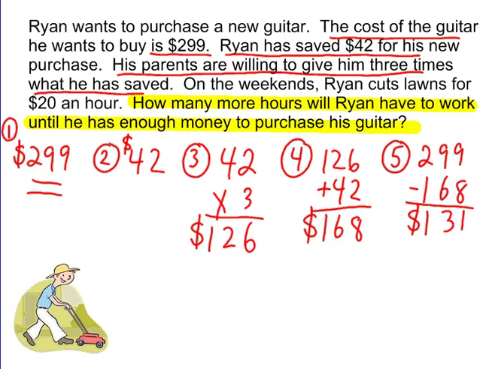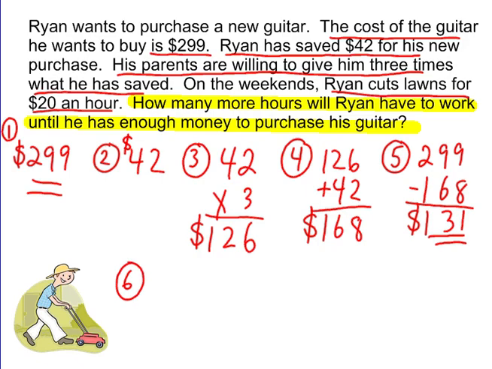Well, if you read further, it says on the weekends, Ryan cuts lawns for $20 an hour. Hey, that's pretty good money. So how many more hours is he going to have to work until he has enough money to buy his guitar? Well, there's a couple different ways that you could do this. We could take the $131 and we could divide it by the $20. Or if you wanted, we could do it really simply. He needs $131 more dollars.